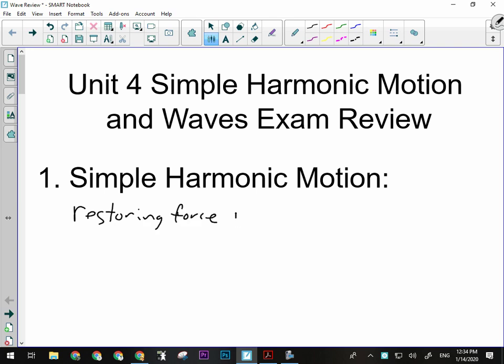and it had to vary linearly with displacement.